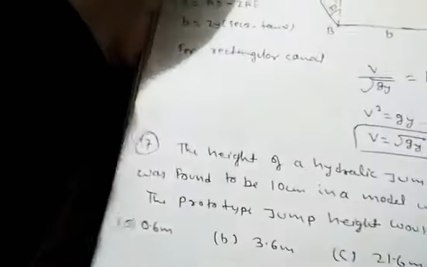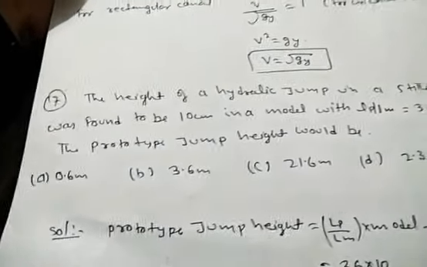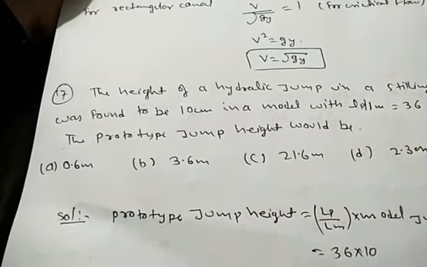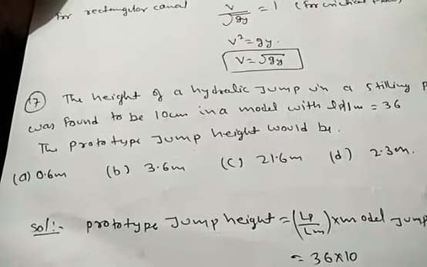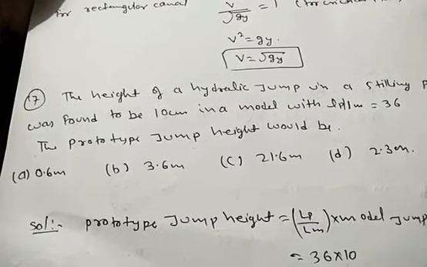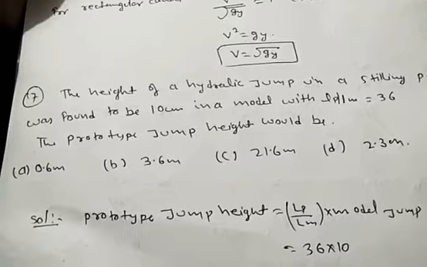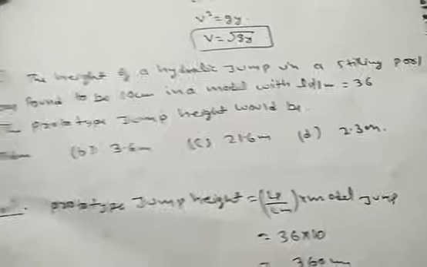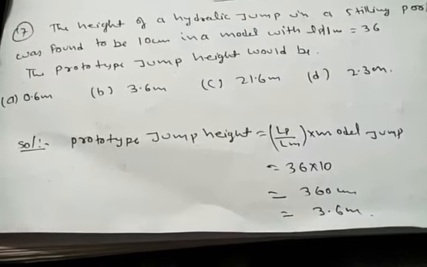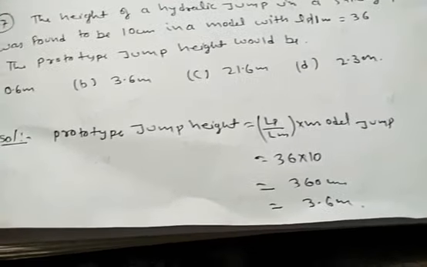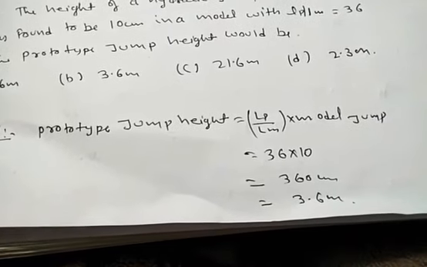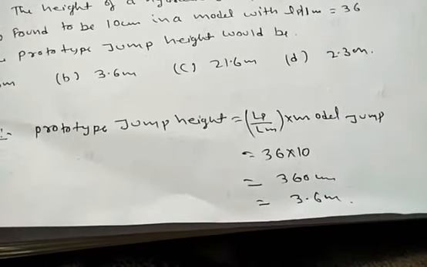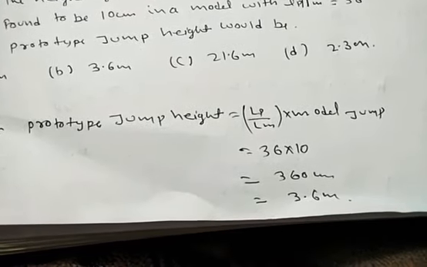And next question is 7. The height of hydraulic jump in the stilling pool was 10 cm in the model. Length of prototype upon length of model equal to 36. The prototype jump height would be, and options A, B, C. Solve this question. Prototype jump height is length of prototype upon length of model into model jump height. Put this value 36 into 10, that is 360 cm, and the correct answer is 3.6 meter. And option B is correct, 3.6 meter.